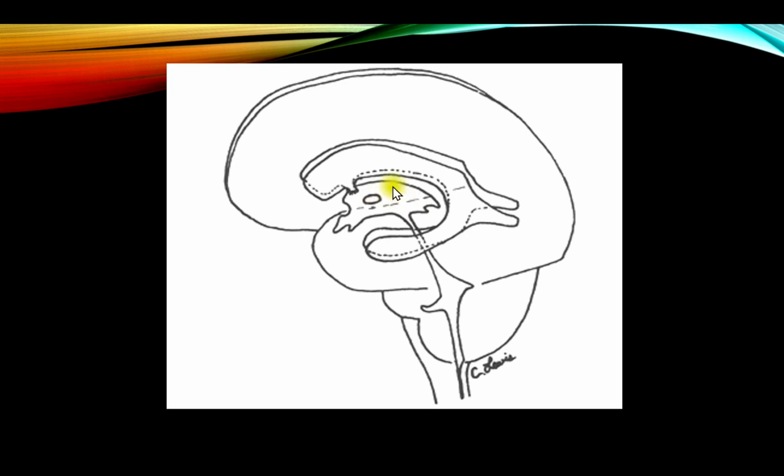So remember, the third ventricle you want to associate with the thalamus. Thalamus is on either side. And the hypothalamus would be on either side of the third ventricle here. From the third ventricle, cerebral spinal fluid travels down through the cerebral aqueduct down to the fourth ventricle. And from the fourth ventricle, CSF gets out into the subarachnoid space.